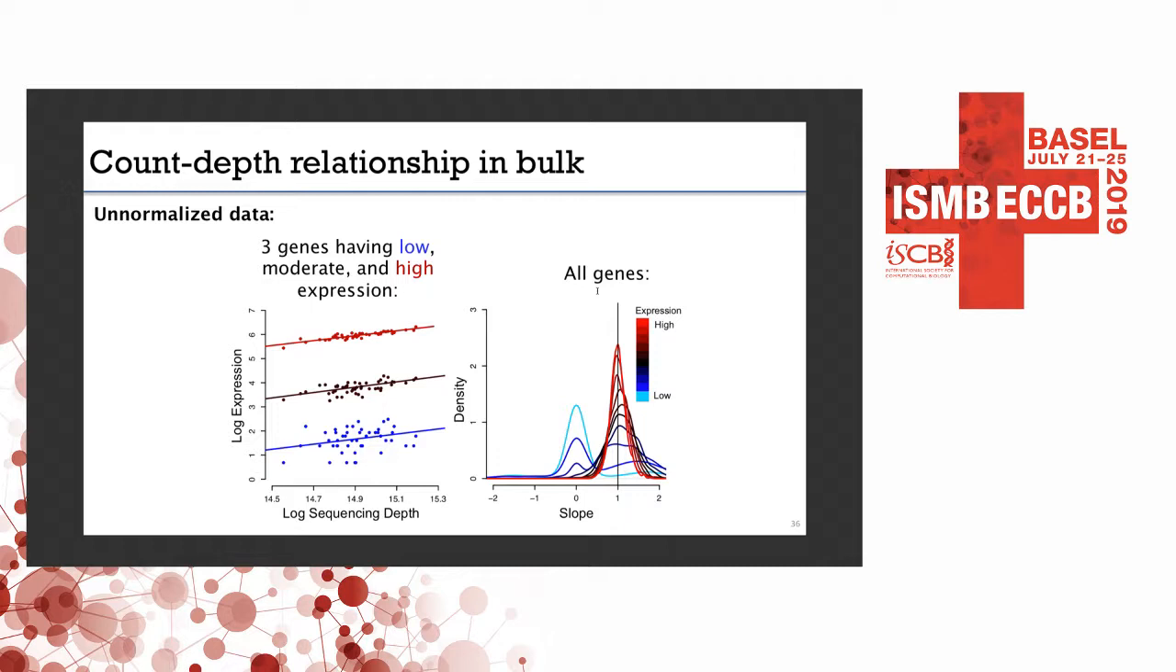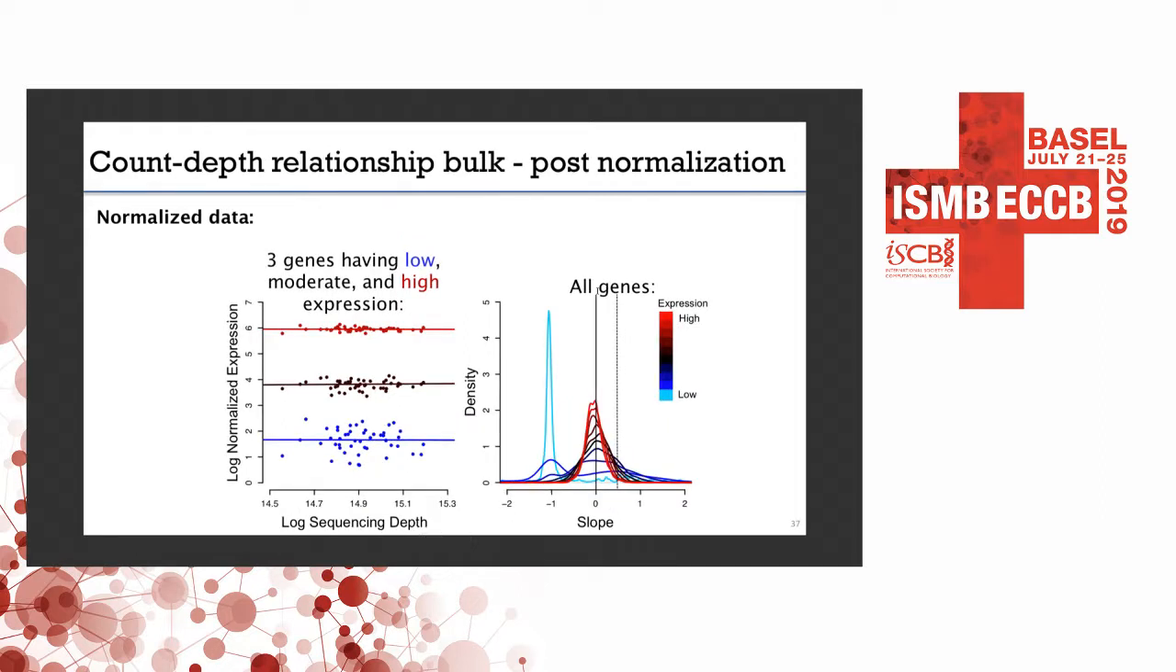We do see some slopes at zero, just because if we have a very lowly expressed gene, there might be a lot of ties, and then across everything it's just one. But for the most part, we have all genes have this increasing relationship. And so if we apply commonly used bulk normalization methods to this type of data, we actually do see effective normalization. So we get these slopes to be zero for these three specific genes. And then for all genes in the data set, we do see that here we have slopes near zero.